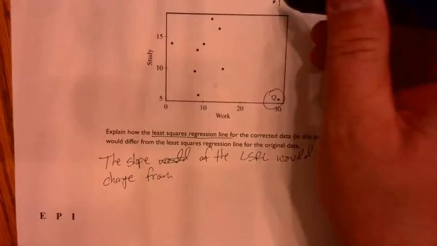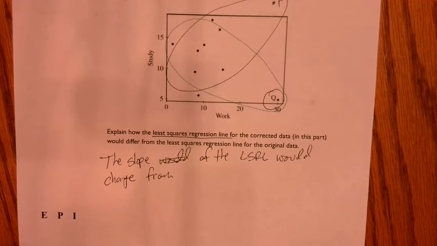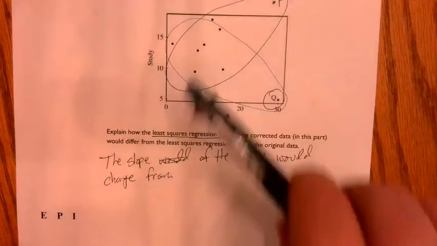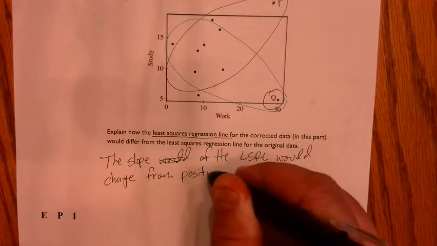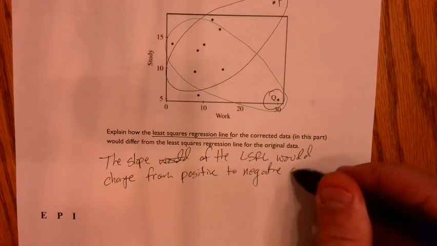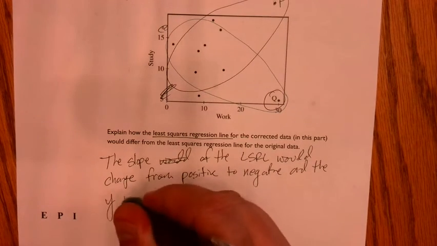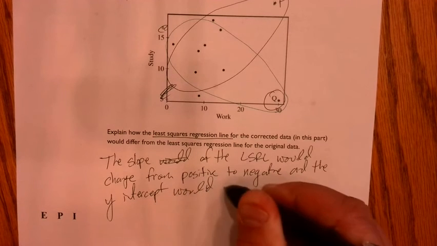Because, see, this is my original bubble, like there, and this is my new bubble. See that? The new bubble's negative. So it would decrease, it would change, but I want to say how it's changed. The slope of the least squares line would change from positive to negative, and the y-intercept would change from somewhere down here to somewhere up here. The y-intercept would increase.